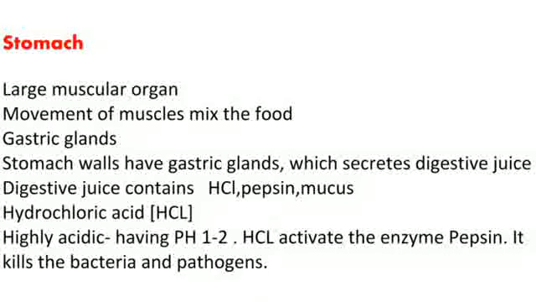The stomach wall has the gastric glands. Glands are some which secrete enzymes. So gastric glands in the stomach secrete hydrochloric acid, then pepsin. Pepsin is an enzyme which digests the protein in the stomach, and the mucus.